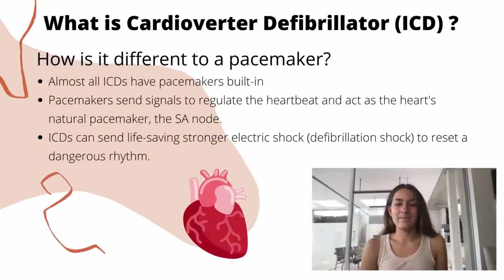An ICD can be easily confused with a pacemaker because they are similar and almost all ICDs have pacemakers built into them. Pacemakers send signals to regulate the heartbeat and act as the heart's natural pacemaker, the SA node. The ICD differs in its ability to also send a life-saving, stronger electric shock, a defibrillation shock, to reset a dangerous rhythm, often described as a kick in the chest.